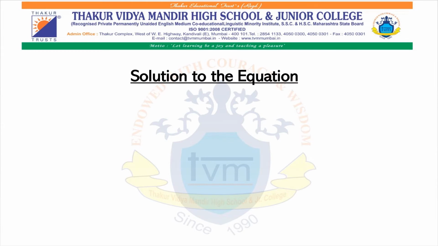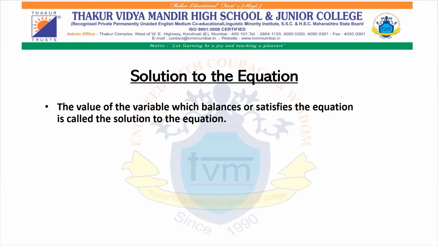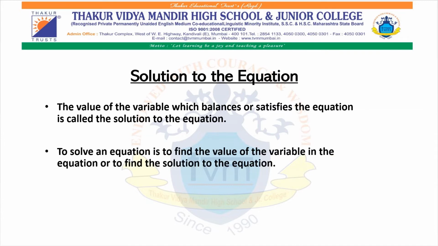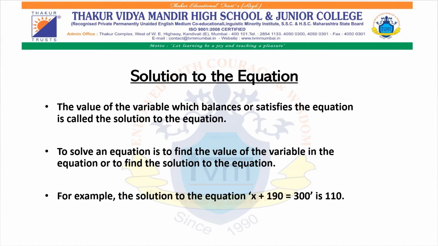Solution to the equation. The value of the variable which balances or satisfies the equation is called the solution to the equation. To solve an equation is to find the value of the variable in the equation, or to find the solution to the equation. For example, the solution to the equation x + 190 = 300 is 110.